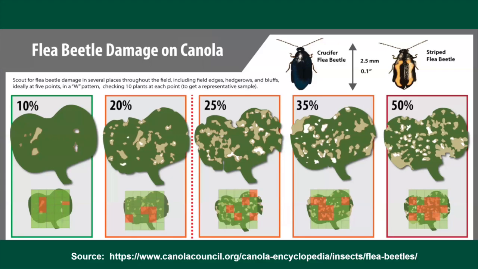So here's how we do canola flea beetle ratings or damage on the plant. We use percent defoliation, and these are computer generated images that show the percent defoliation. And this 25% is considered the economic threshold on when you would need to apply a foliar insecticide to save the canola from yield loss.